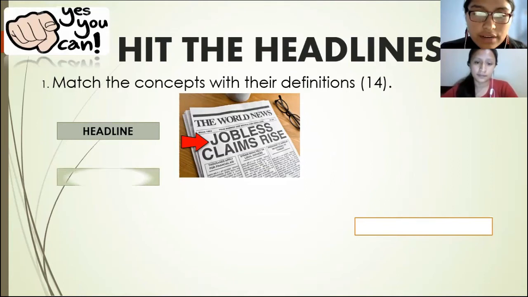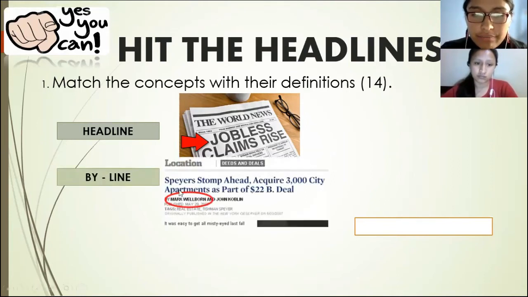Then we have byline. Here I have a picture. What do you think byline means? Maybe the author of the article. Yes, good. Byline is the name of the person who writes the article.